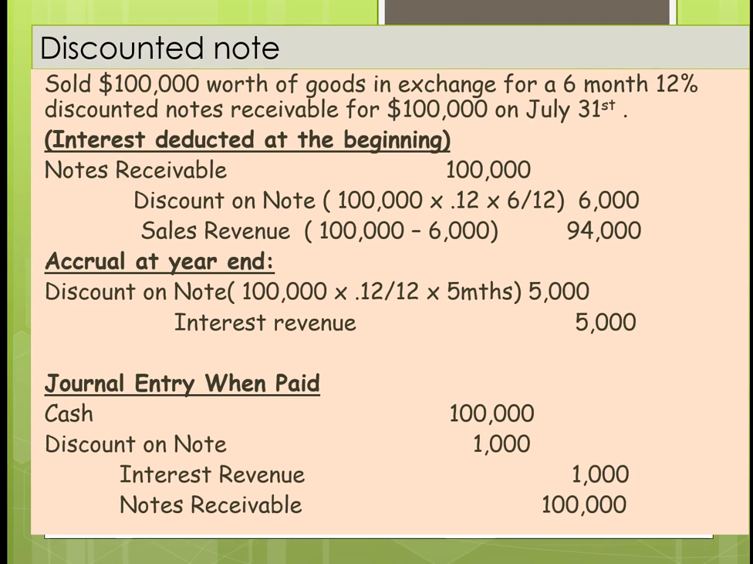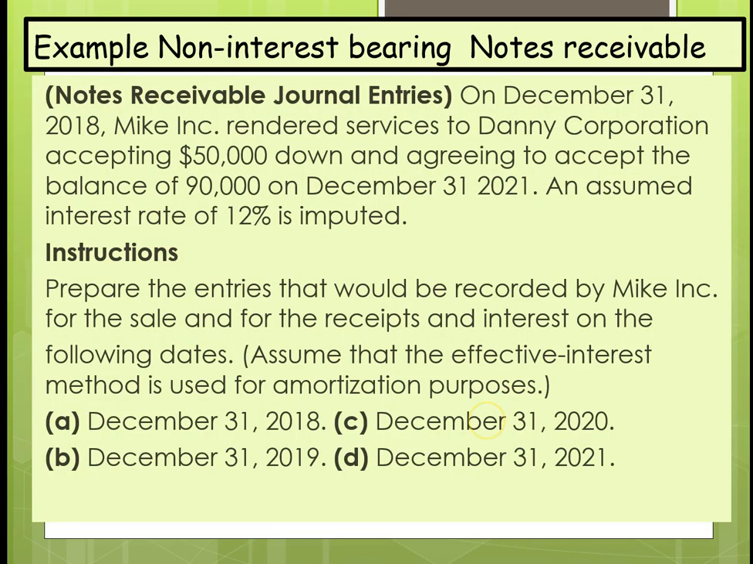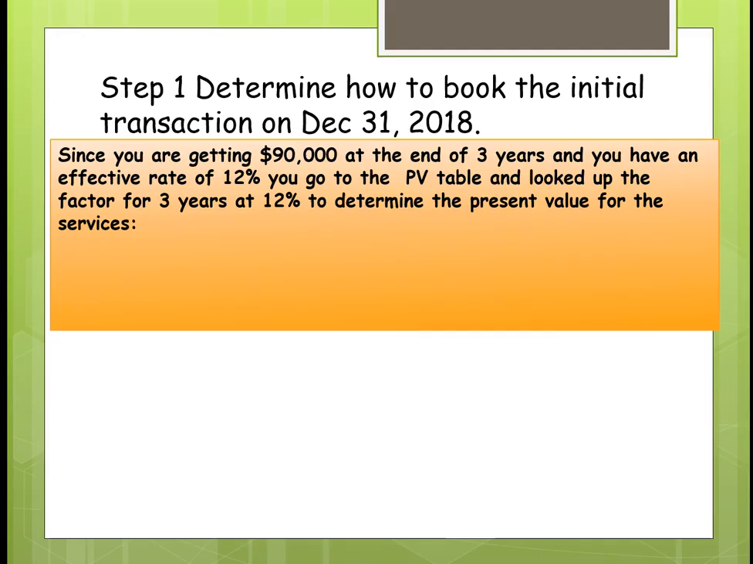Now, what happens if we have a non-interest bearing note? On December 31st of 2018, Mike rented services, received $50,000 and agreed to accept $90,000 3 years later, and there is implied interest of 12% for these services. So, if you're getting $90,000 in 3 years, it's not worth $90,000 today. And remember, the higher the interest rate, the lower the current value. So in this case, $90,000 at 12% is only worth $64,060 in today's dollars.